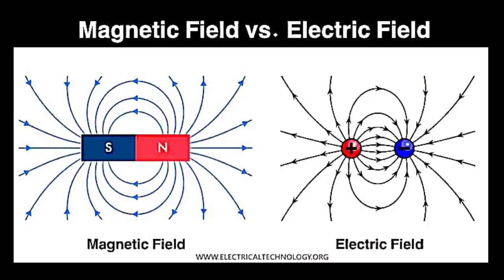Firstly, we are going to understand the difference between the magnetic field lines and the electric field lines. Electric field lines start from the positive point charge and end on the negative point charge. They do not form closed loops, whereas magnetic field lines start from the north pole and end on the south pole outside the bar magnet, and magnetic field lines go from south to north pole inside the bar magnet. Hence, magnetic field lines form closed loops.